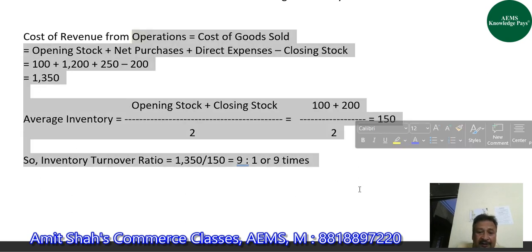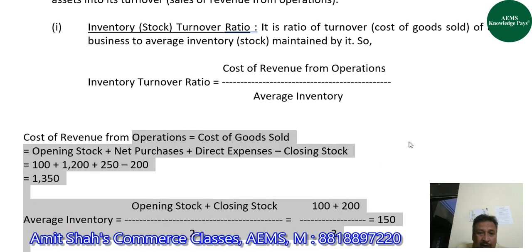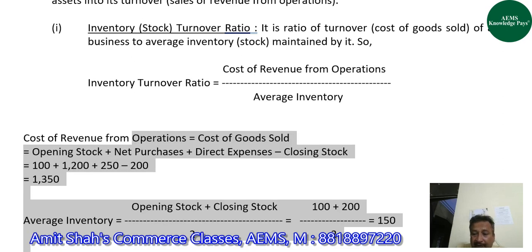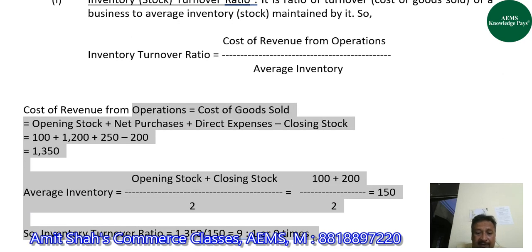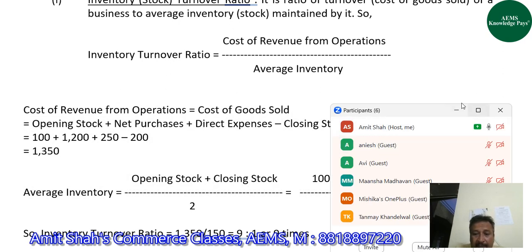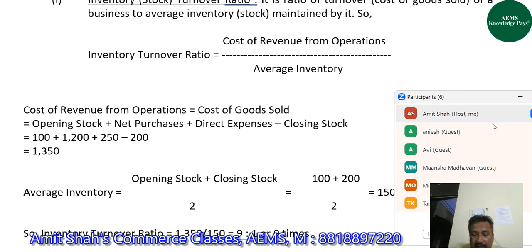So are you all done with this? Those who are online? Yes, sir. Anish, have you noted down this? Sir, 1 minute, sir. Avi, Tanmay, have you noted down this? Yes, sir.